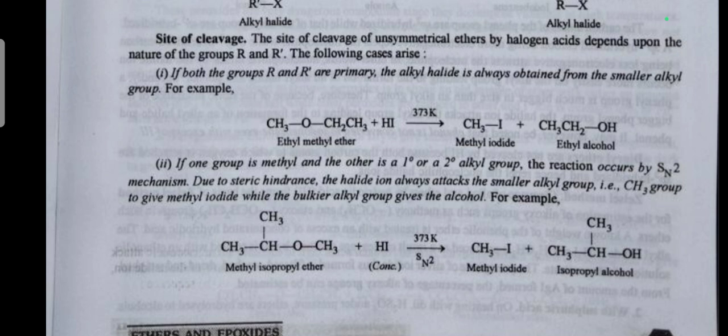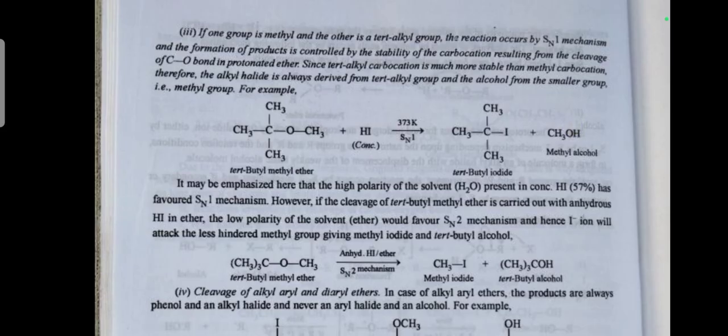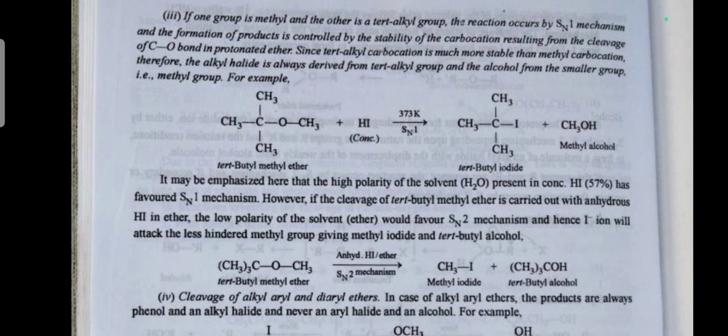Due to steric hindrance, the halide ion always attacks the smaller alkyl group, that is the CH3 group, to give methyl iodide, while the bulkier alkyl group gives the alcohol. Third case, if one group is methyl and the other is a tert-alkyl group, the reaction occurs by SN1 mechanism and the formation of product is controlled by the stability of the carbocation resulting from the cleavage of the carbon-oxygen bond in the protonated ether. Since a tert-alkyl carbocation is much more stable than a methyl carbocation, the alkyl halide is always derived from the tert-alkyl group and the alcohol from the smaller group, that is the methyl group.